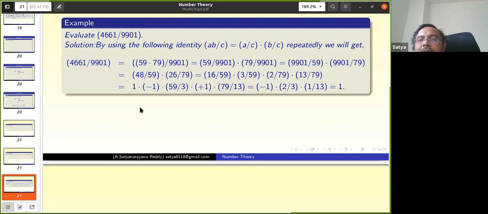Now we compute 59 by 3, and 79 by 13 we will compute separately. We'll again reciprocate because 13 is of the form 4k plus 1, so I can reverse it. 13 by 79, then I'll do modulo, then I'll get 1 by 13. That becomes 1. So 59 by 3 is now 2 by 3, right? That we know is minus 1. So minus into minus becomes plus 1. Like that we'll compute the values.